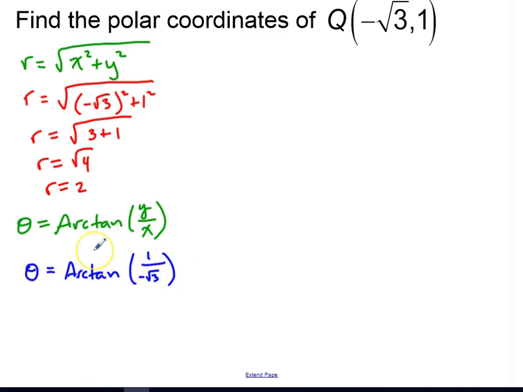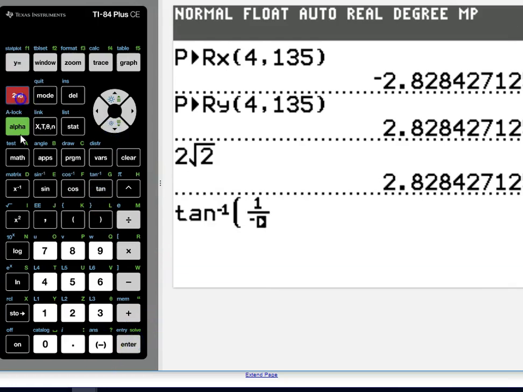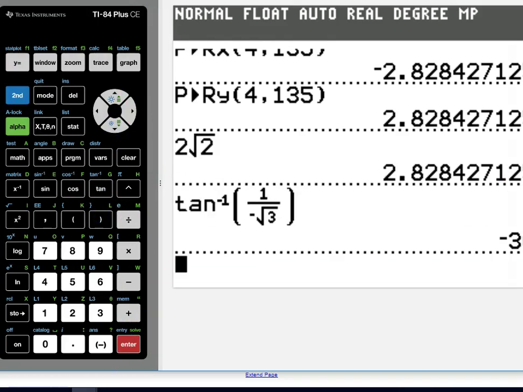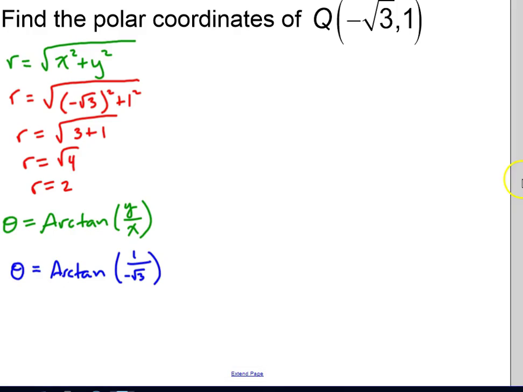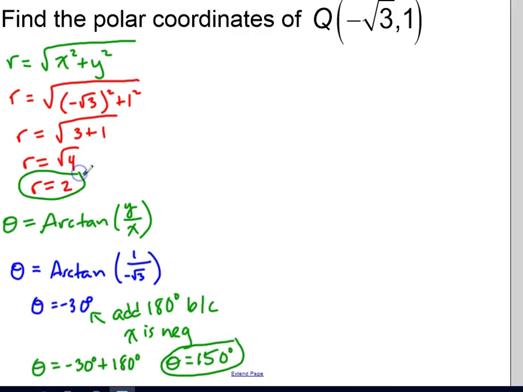Okay, and we can go to the calculator and do the inverse tangent here. And it tells us it's -30. Okay. Well, now because x is negative, we know we are in quadrant 2 or 3. So we're going to add 180 to that. So theta is going to be -30 plus 180. Theta equals 150 degrees.